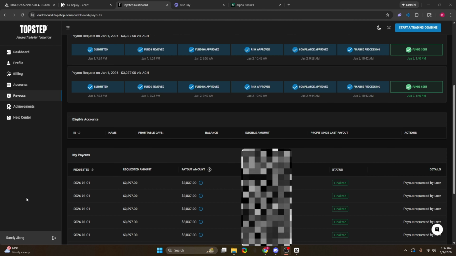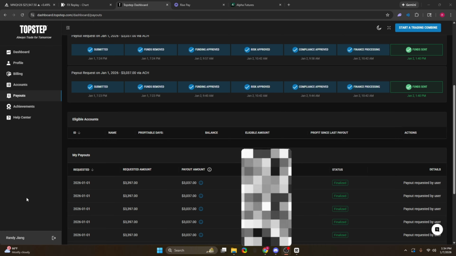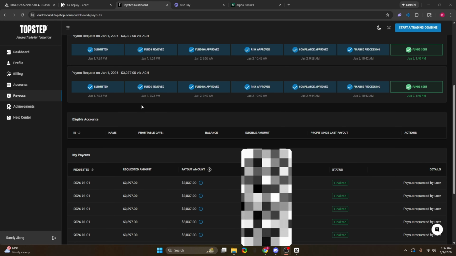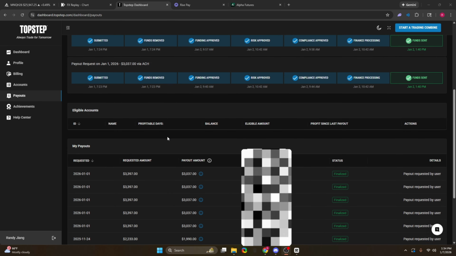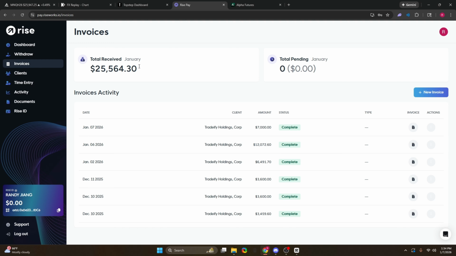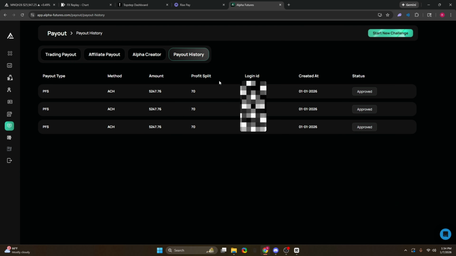Today I'm going to do a quick market breakdown of last month and a little bit of January, on how I made close to 40 to 50,000. And here's the proof. This is Top Steps accounts, Tradify, and Alpha Futures.